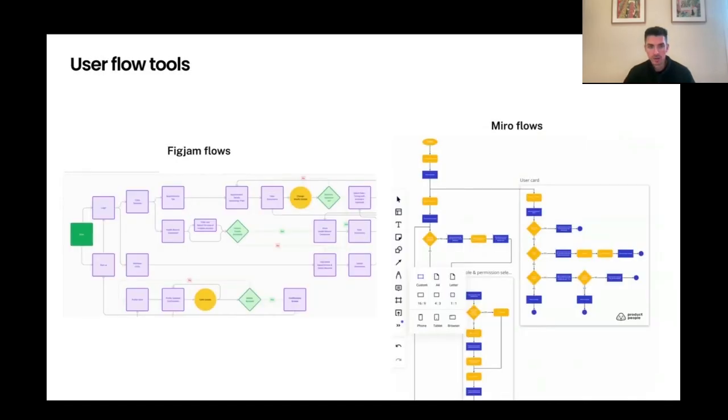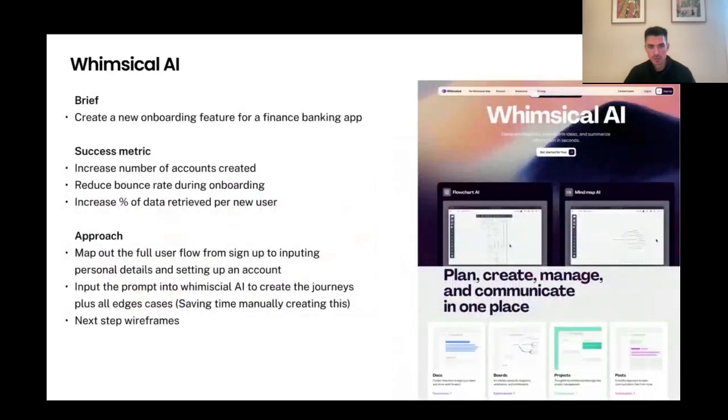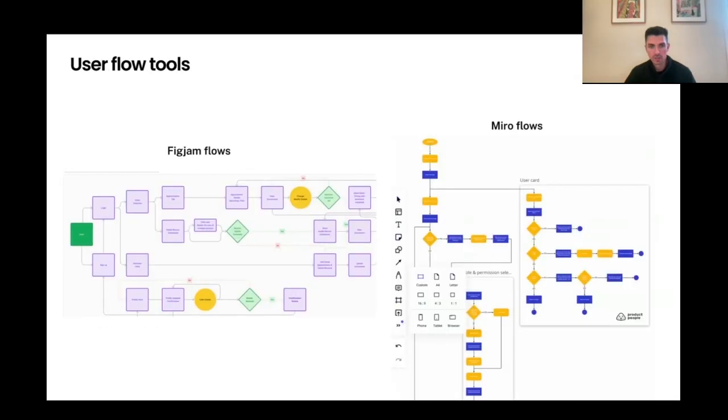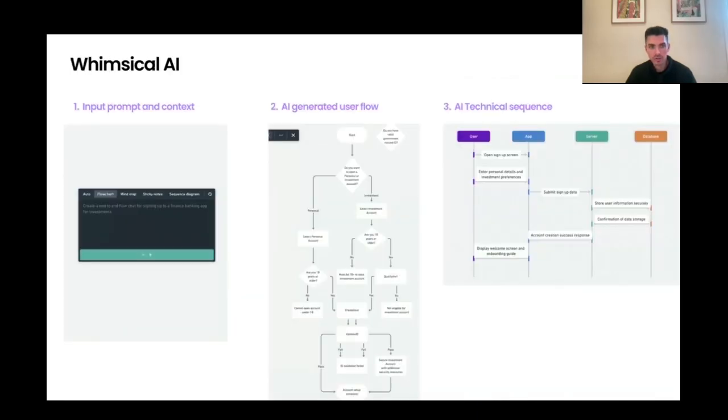So Whimsical AI is really useful in the sense that it can import an initial user flow, or you can add it into the AI engine that you have in there. So you can give it the prompt that I've just given it, or just put on this page around improving the onboarding feature for a banking app. It's creating these instantly within Miro, or Figma flows is also a way you can do that. So this is an example.